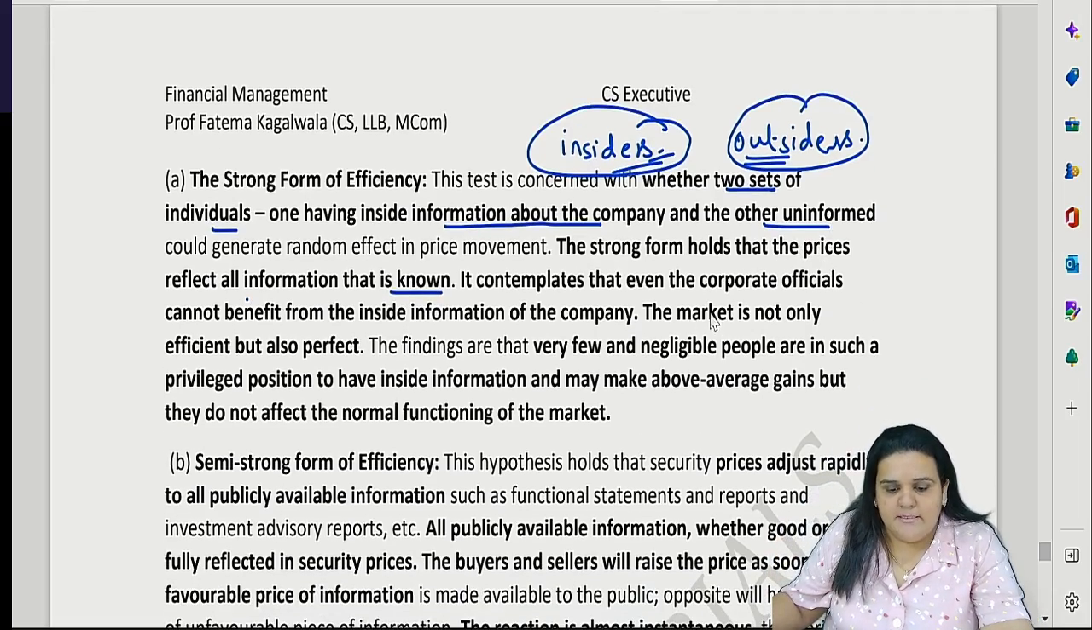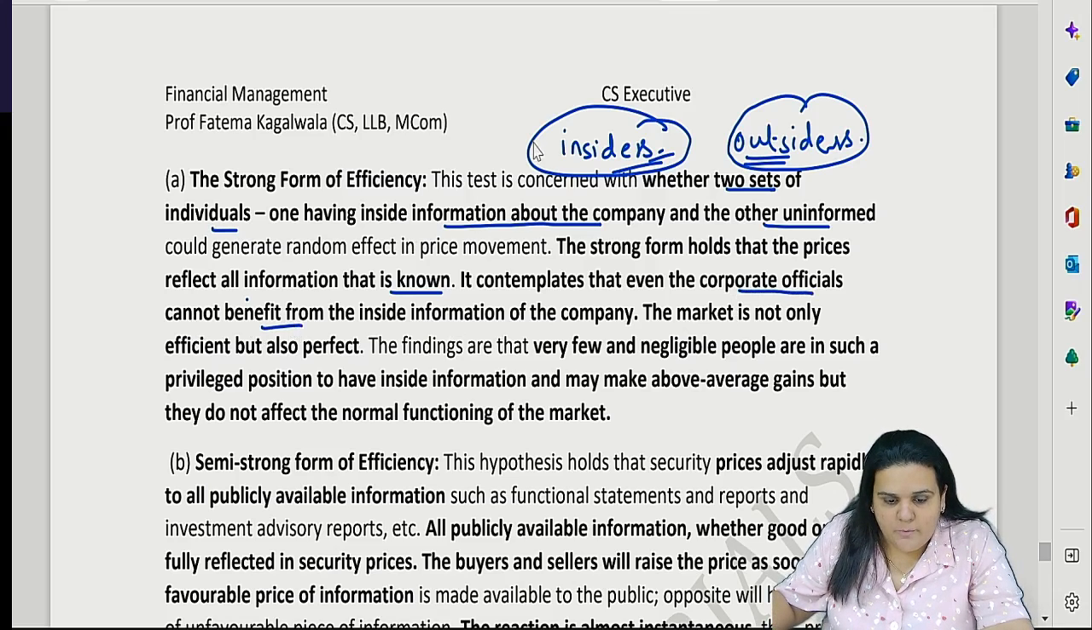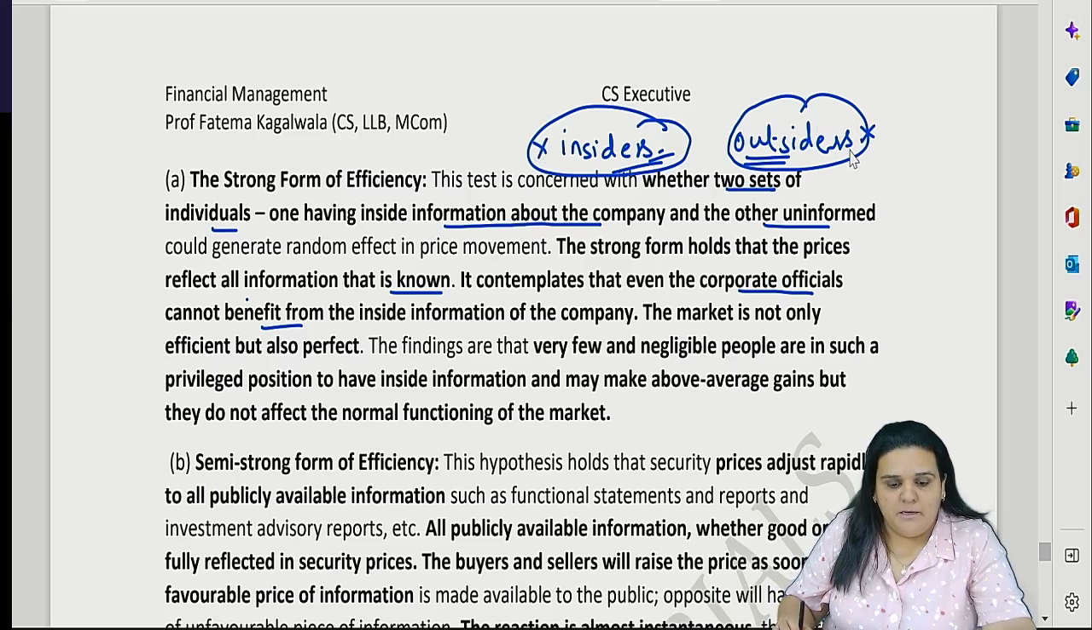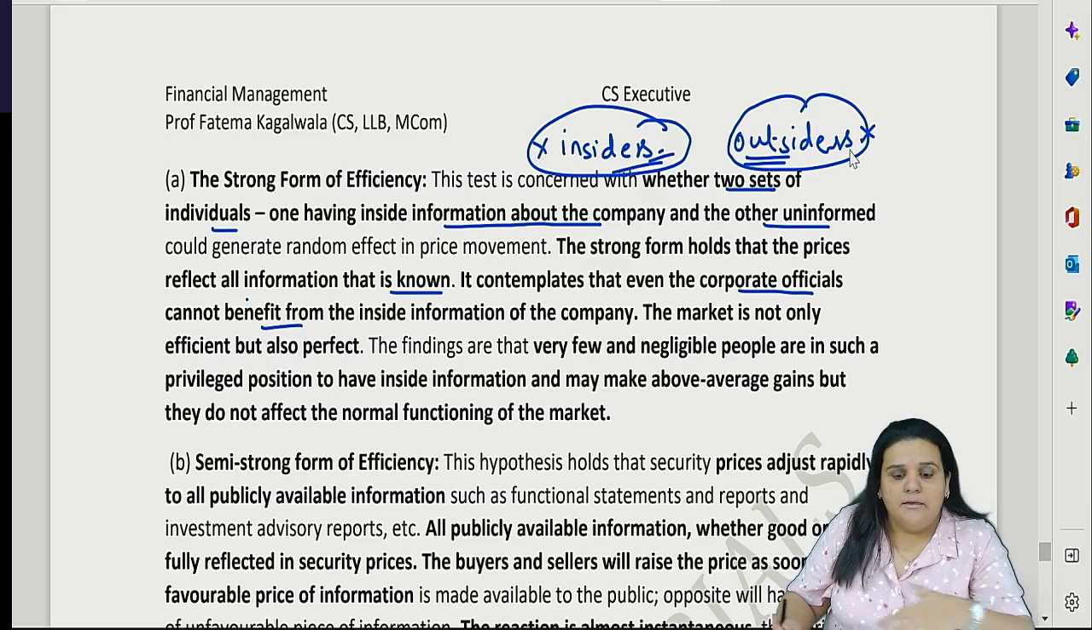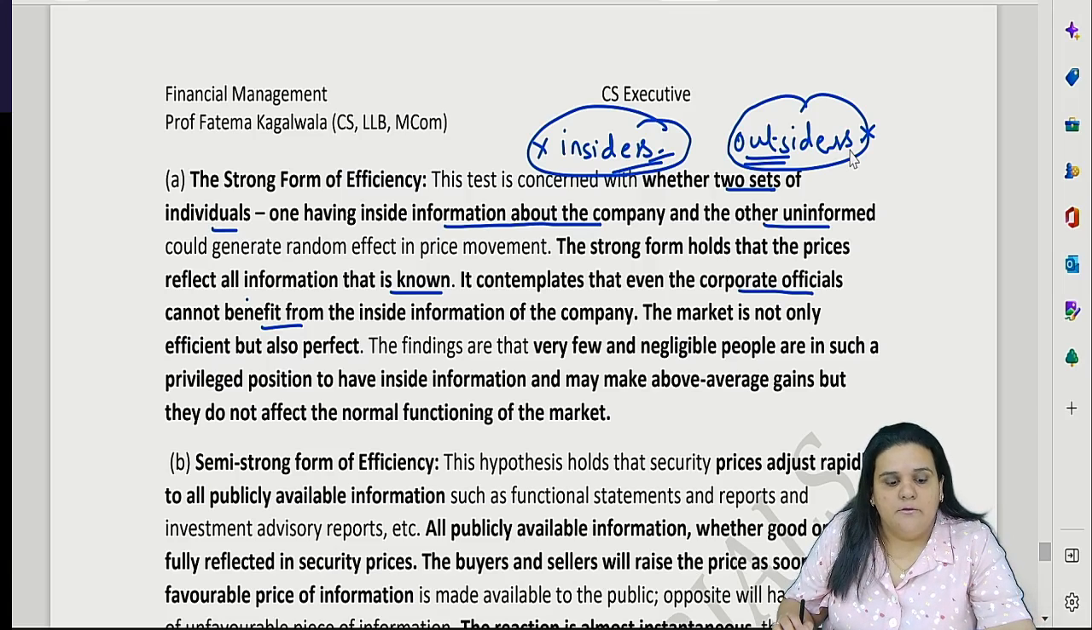It contemplates that even the corporate officials cannot benefit because it is an insider trading thing, no? It is inside information, so they are not going to benefit. They don't know about it. So it is a strong form of efficiency. Even if that particular information is available, nobody can do anything about it. So the market is not only efficient here, but it is also perfect.